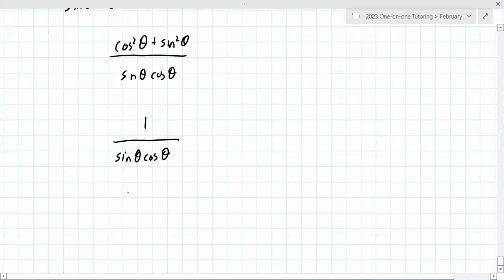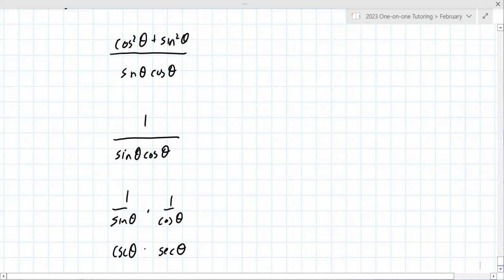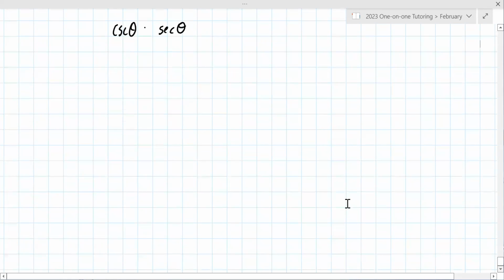And then you split this apart. You probably already got this. 1 over sine theta times 1 over cosine theta, cosecant theta, secant theta, like that. Let's do the third one here, unless there's any questions on that. Yeah, we can do that.